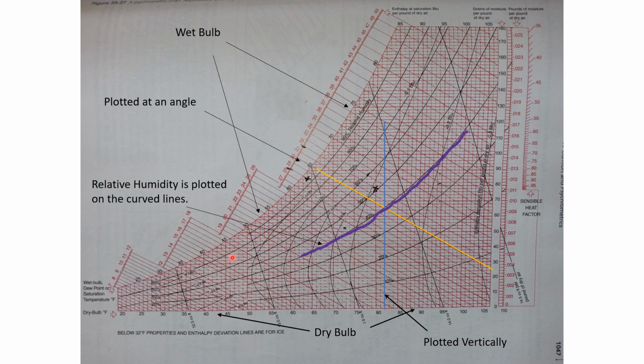And then you've got the relative humidity. The relative humidity is plotted on these curved lines. I did a poor job of following the line there, but you can see what I'm talking about. Where they meet, where that line is, it's 40% humidity, right? That's our relative humidity. You plot it on that line right there.